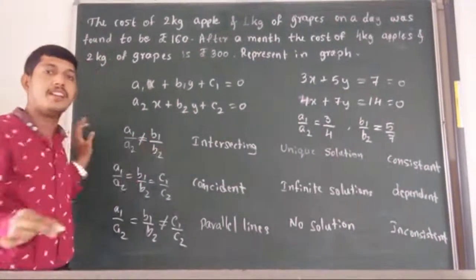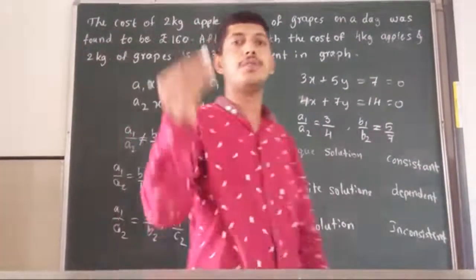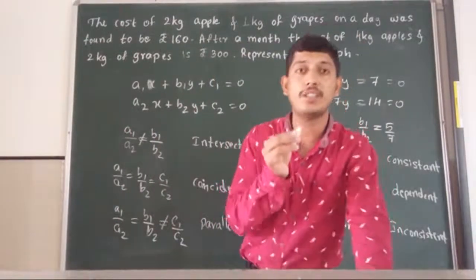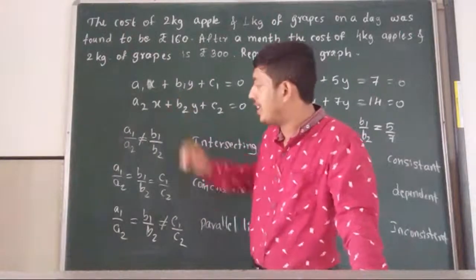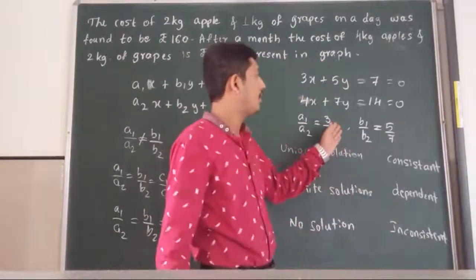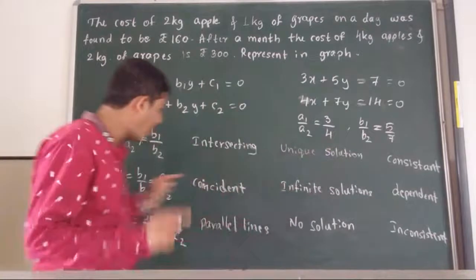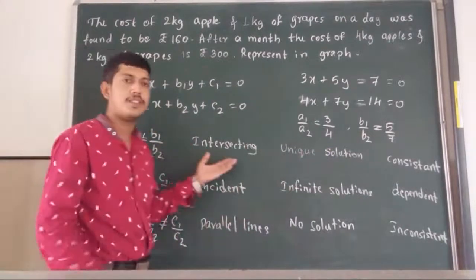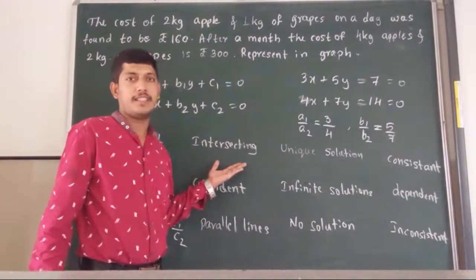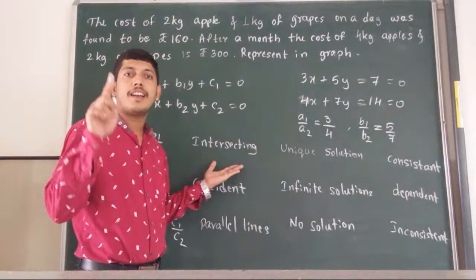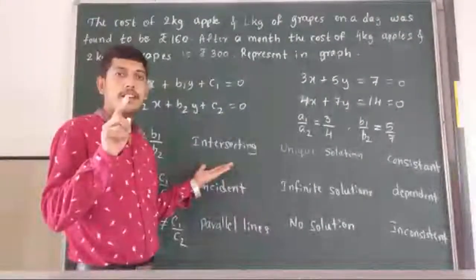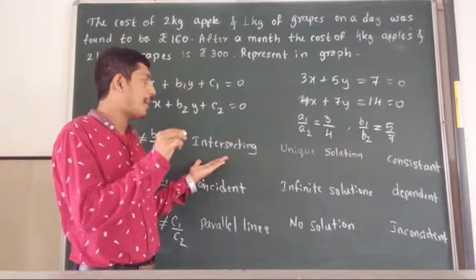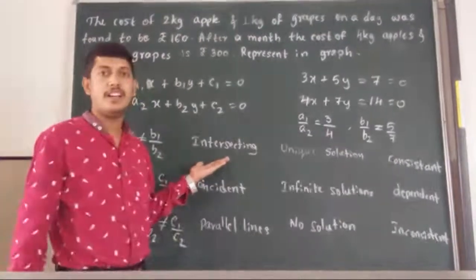We have to find the ratios of the coefficients of x, y as well as the constant term from the given pair of linear equations. Here they are not equal to each other. So when they are not equal, what is the condition? They are intersecting. The lines which we are going to draw in the graph are intersecting. So without marking the points, we can recognize the nature of the graph.